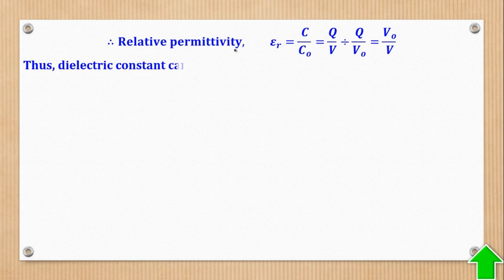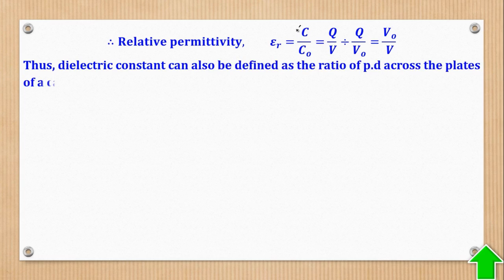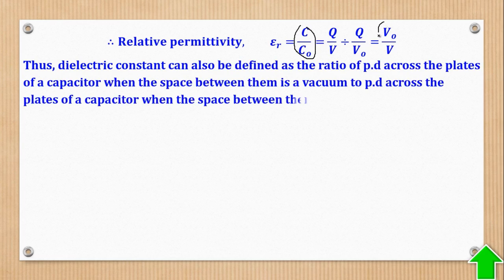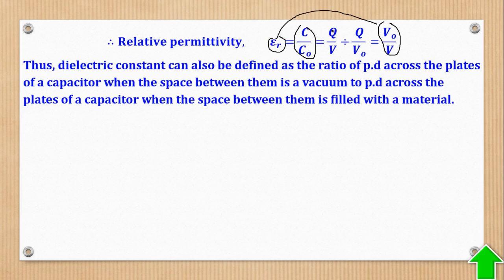So these are the two formulas for relative permittivity. One is this one, and we have already seen the definition. Another one is in terms of PD. So you can also define relative permittivity in terms of PD. But remember, for capacitance it was the capacitance when the space is filled with dielectric over the capacitance when the space is vacuum. But when it comes to PD, it is the PD when the space is filled with vacuum over the PD when the space is filled with a dielectric.